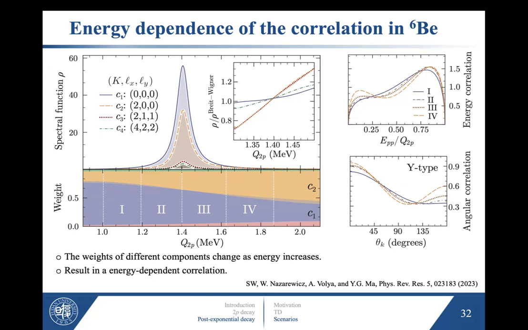So for example, at low energies the configuration C1 is dominant, but when the decay energy increases, C2 will become dominant.